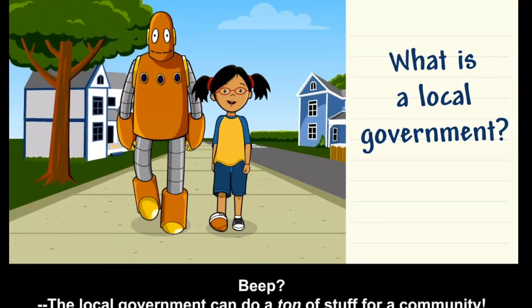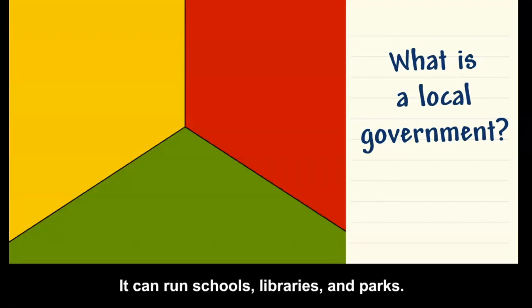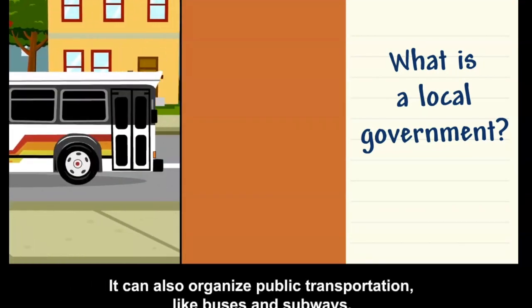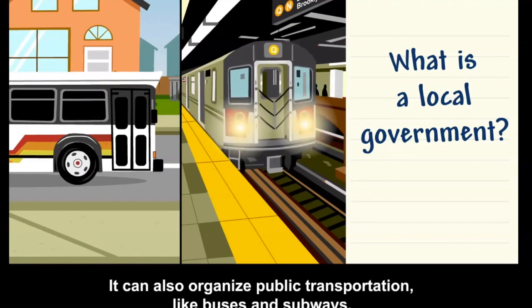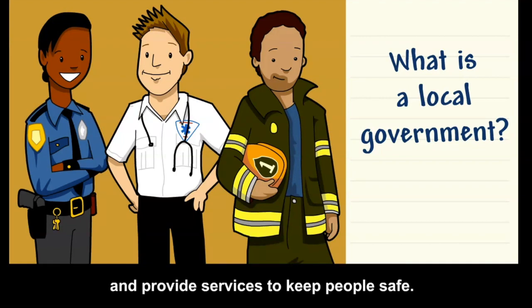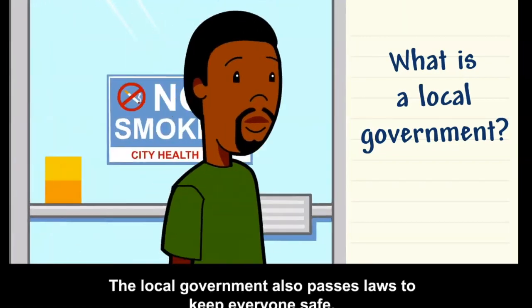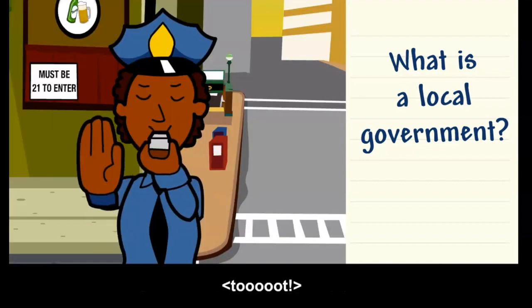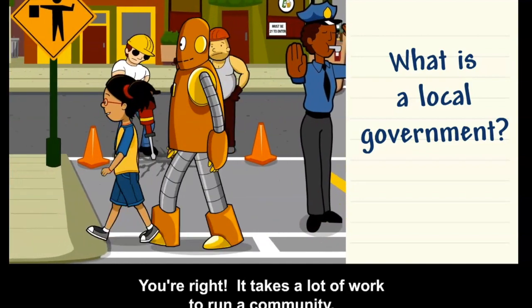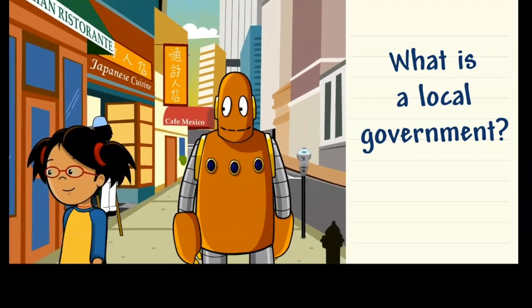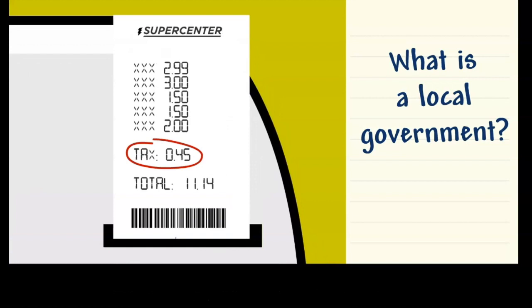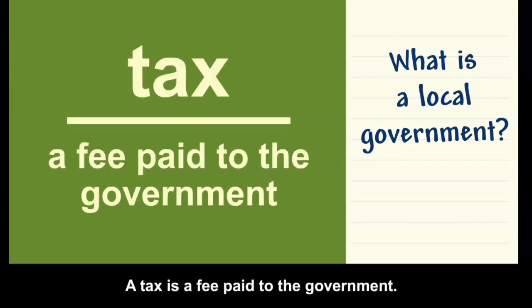The local government can do a ton of stuff for a community. It can run schools, libraries, and parks. It can also organize public transportation, like buses and subways, keep streets clean, and provide services to keep people safe. The local government also passes laws to keep everyone safe. You're right. It takes a lot of work to run a community. People and businesses pay taxes to help pay for all the services. A tax is a fee paid to the government.